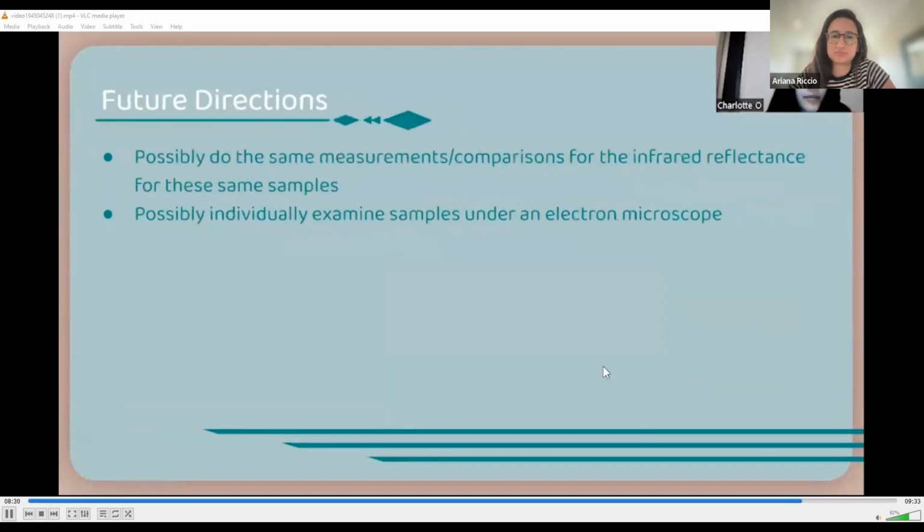For future directions, I could possibly do the same measurements and comparisons for the infrared reflectance, because we have that data. Or, if there is anything particularly interesting about these, individually examine the samples under an electron microscope.